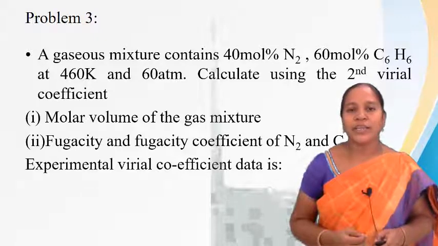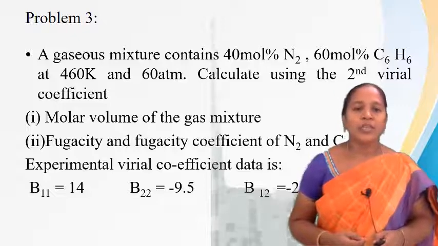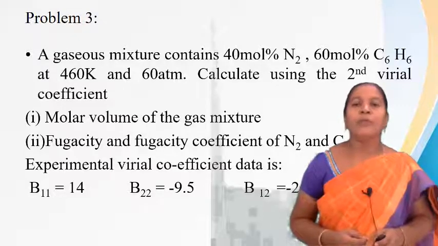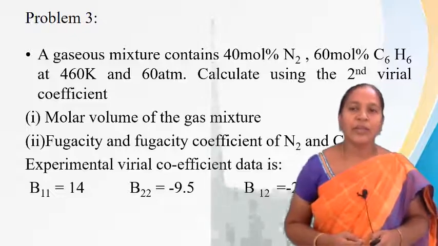Experimental virial coefficient data is B11 equals 14, B22 equals minus 9.5, B12 equals minus 265 centimeter cube per gram.